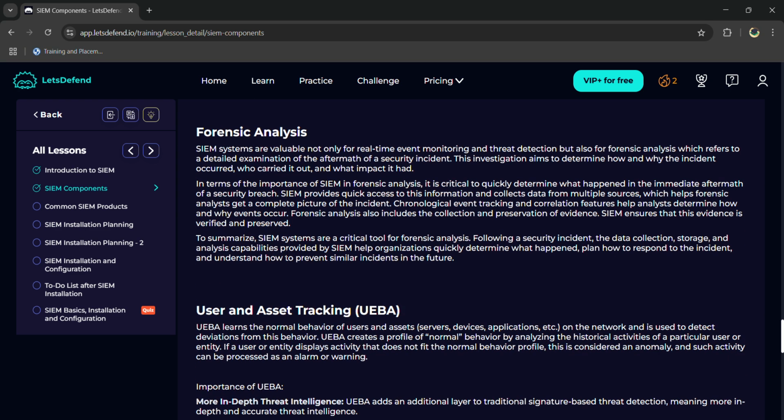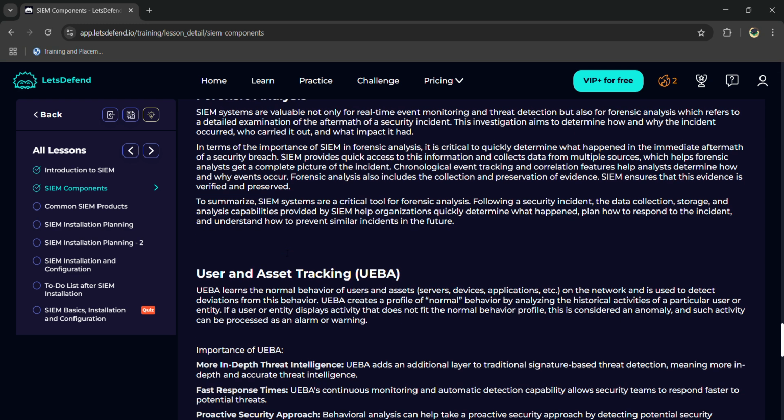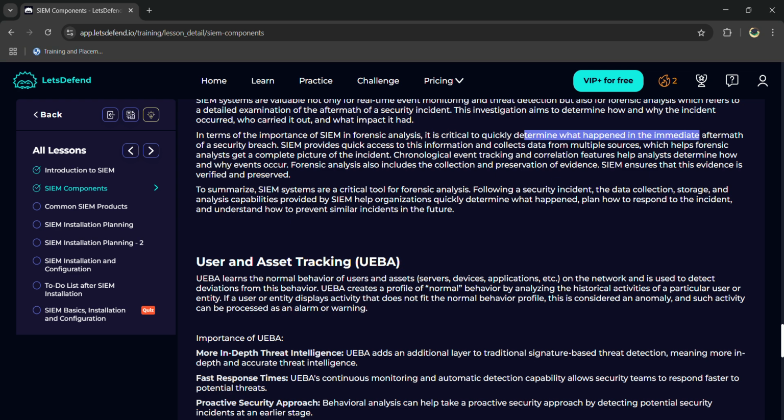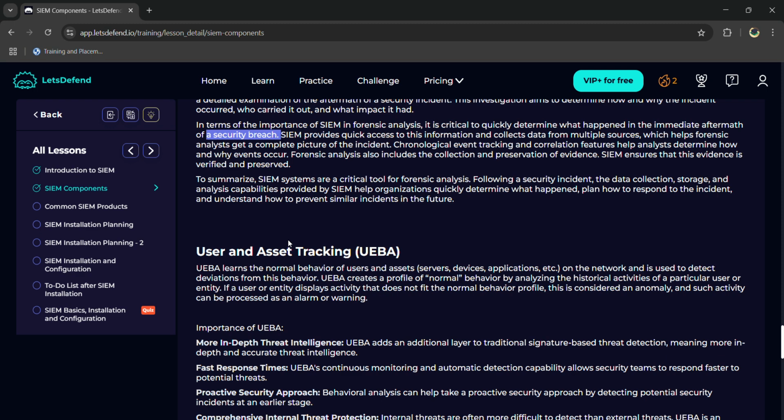What is forensic analysis? So forensic analysis means that in a chronological order we are examining the root cause of the event, who has caused that event and why it got caused, and a lot of the details that are needed for that event: why the incident occurred, who carried it out, what impact it had, and what is the aftermath of a security incident. So it is critical to determine what happened in the immediate aftermath of a security breach.